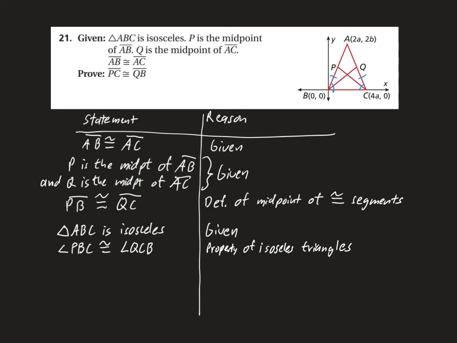So the other side I want to focus on is the bottom line for each triangle. And that's just that BC is congruent to CB, and that is the reflexive property of congruence. Now I can say that those two triangles are congruent to each other because of side, angle, side.